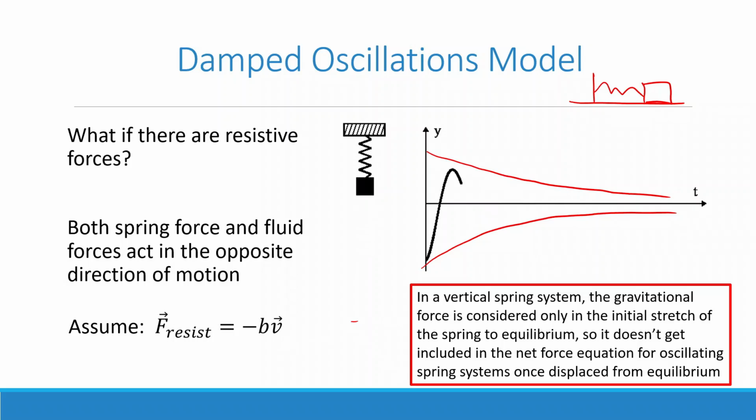So basically what happens is that you end up with more resistance the faster that it's moving. So that's going to convert energy from the motion into heat, and that's going to cause smaller and smaller oscillations over time.